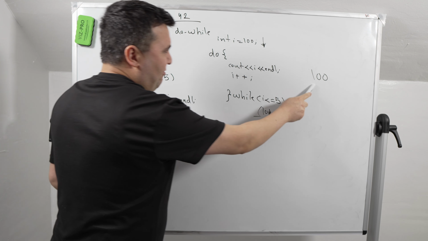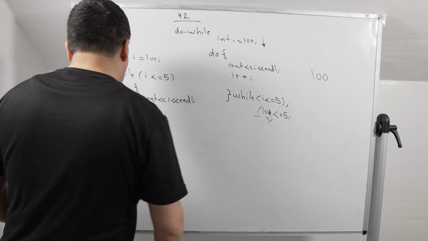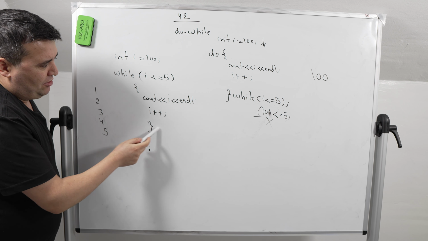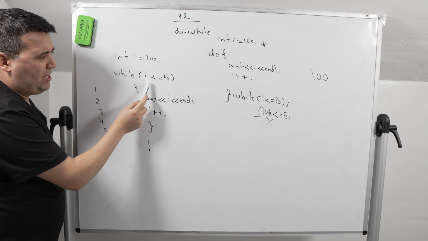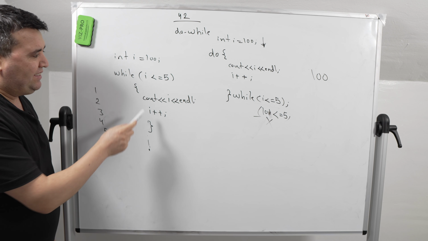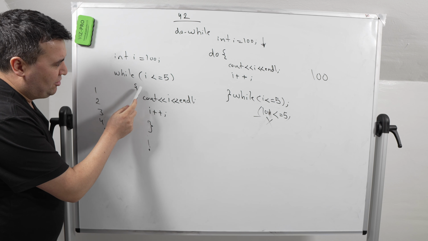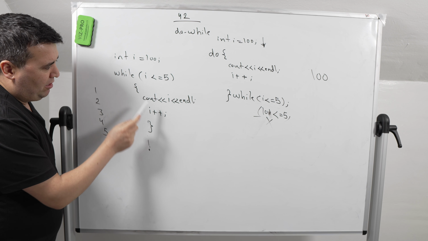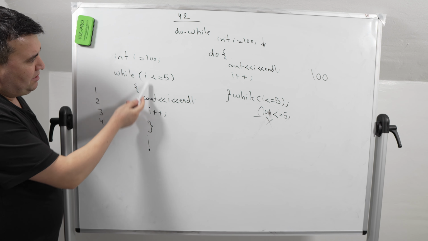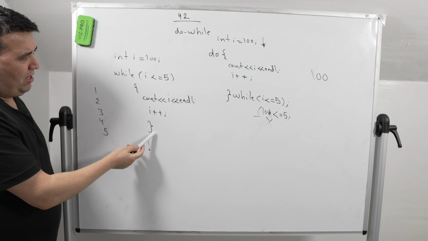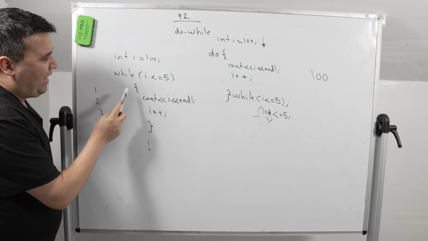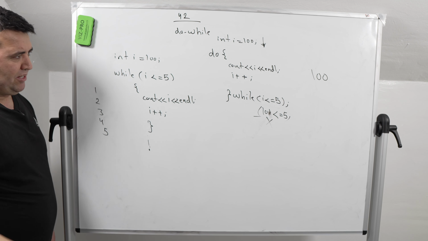So that's why we have 100 here. But for the while loop, if you can see here, it never executes the statements inside the while loop because the condition becomes false. So the while loop checks the condition first, and if the condition is true, the inside body of the while loop will be executed. Otherwise, it will not be executed. So in this program, using the while loop, it does not print anything because the condition becomes false, and the body of the while loop will never execute.